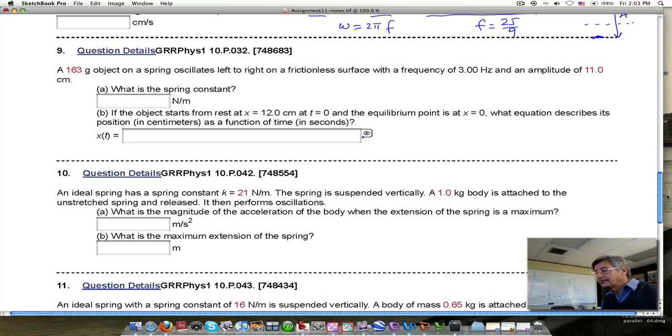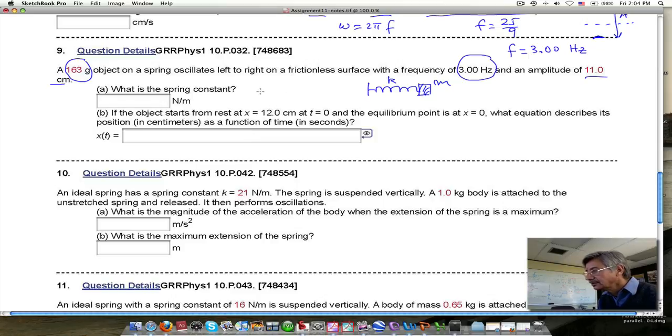Let's go to number 9. So you have a spring. It has a certain mass, and this spring oscillates. So it's a spring of mass m, and this is k. And the frequency here that is given is 3 hertz, so it's 3 cycles per second, and it has an amplitude. So what is the spring constant?